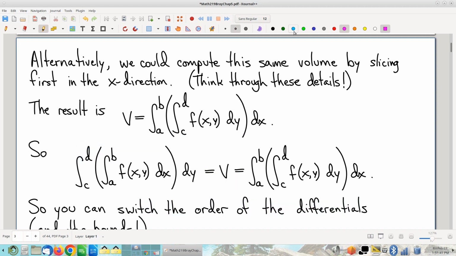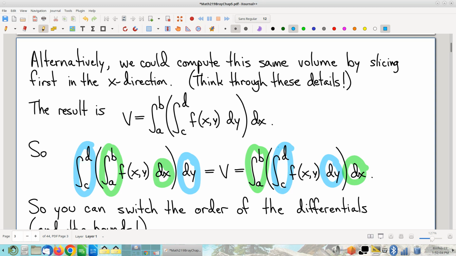Not only is your formerly outside variable now on the inside, not only is your formerly inside variable now on the outside, but likewise the bounds switched too. What had been the inside bounds are now the outside bounds, and what had been the outside bounds are now the inside bounds.